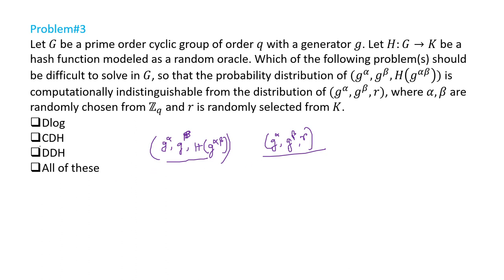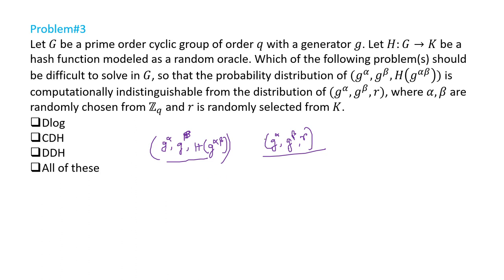So what if discrete log is not hard? Then by looking at this particular sample, which can have this form or this form, can it tell whether it is seeing the type 1 or type 2 sample if discrete log is not hard? Yes, it can tell, right?